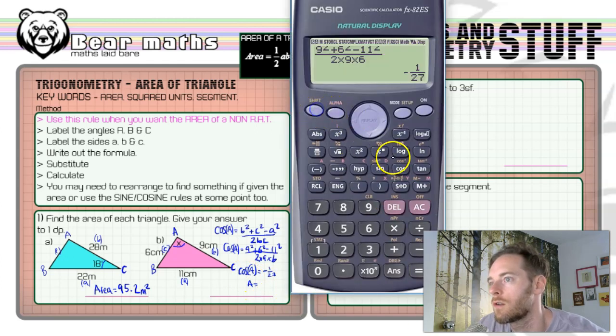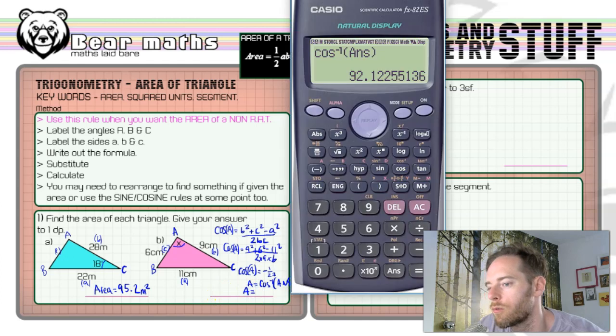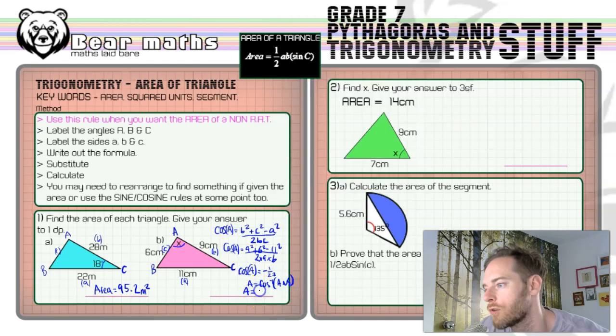Shift cos answer. That's all you've got to do. So A equals cos to the minus 1 of the answer, A equals 92.12, etc. So that's great. Let's write that in there, 92.12 degrees. And then we're going to use that in our calculation of half ab sine C. So I'm going to get rid of all of that, even the labelling of the sides of the triangle, because we can relabel the sides of the triangle now.